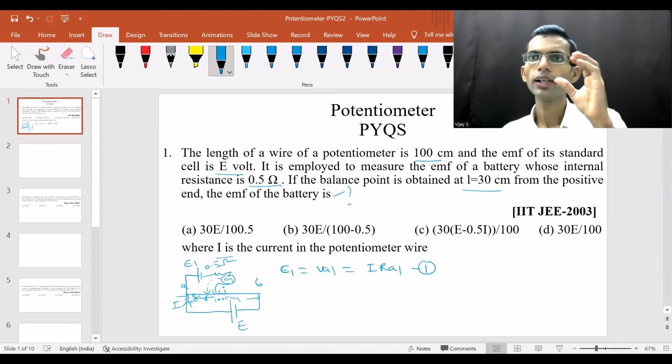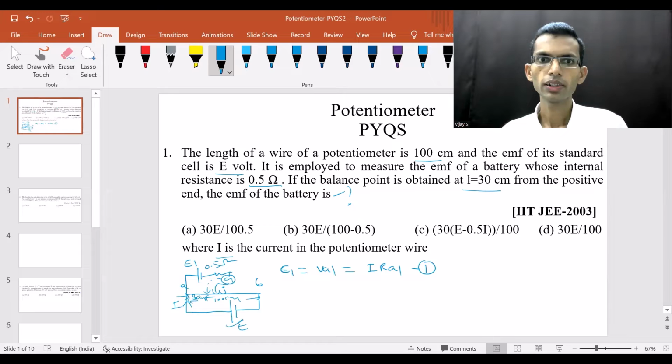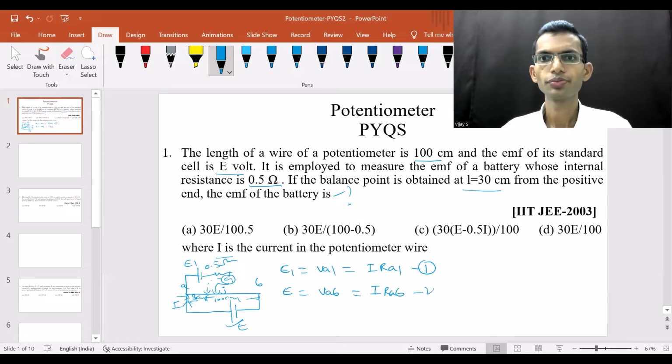Here you can see the standard cell EMF is appearing across the potentiometer wire AB. That means this EMF becomes equal to the potential difference across A and B. So E is equal to VAB, which is equal to I into RAB from Ohm's law. When we take equation 1 by 2, we get E1 by E is equal to RA1 by RAB.